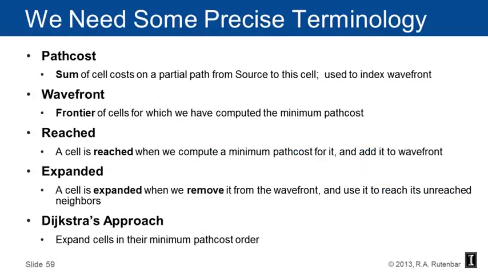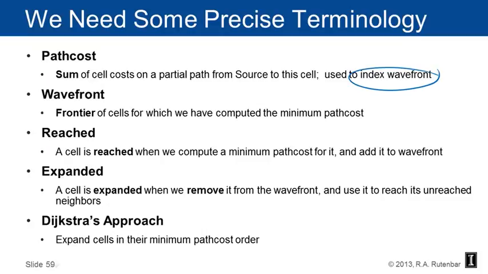So I need some precise terminology at this point because otherwise we're going to get confused. The good news is that there are some simple terms that have very clear meanings. The path cost is the sum of all the cell costs on the partial path from the source to a cell. It's what we use to index the wavefront. The wavefront is the frontier of cells for which we have computed the minimum cost path. Reached means a cell is reached when we compute the minimum path cost for it and we put it on the wavefront. A cell is expanded when we remove it from the wavefront and use it to reach its unreached neighbors. There's a very nice, crisp terminology here.